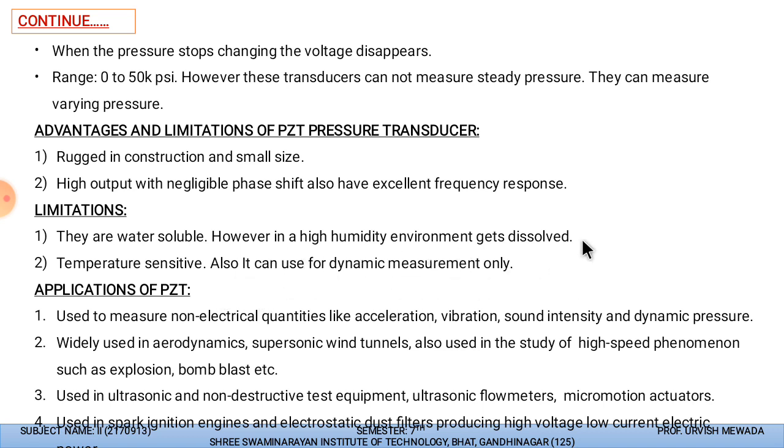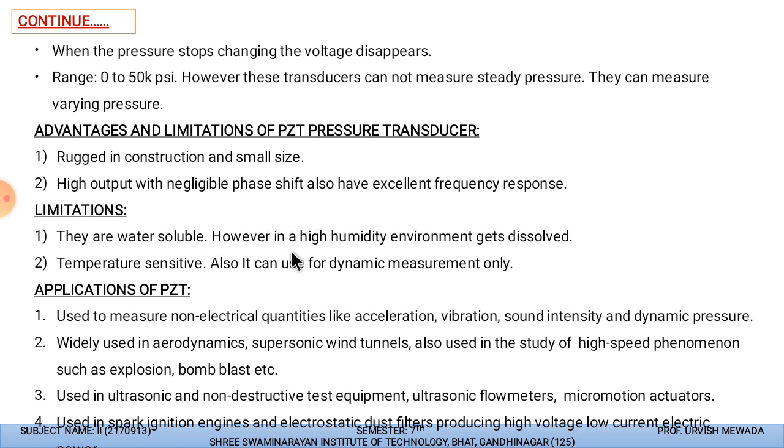And it can be used for dynamic measurement only. So wherever the pressure is continuously varying and we need to measure that pressure, then we can use this crystal. And if we want to measure a static pressure, then this gauge is not useful for static pressure measurement. So this is one of the limitations of this gauge.